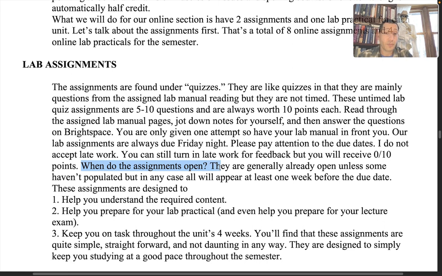When do the assignments open? They're generally already open, unless some of the assignments haven't populated yet, in which case you'll have at least a week to get the assignment done. They will appear at least a week in advance. And again, they're like 5 to 10 questions, you guys. So they're super easy. It just kind of forces you to read a little bit.